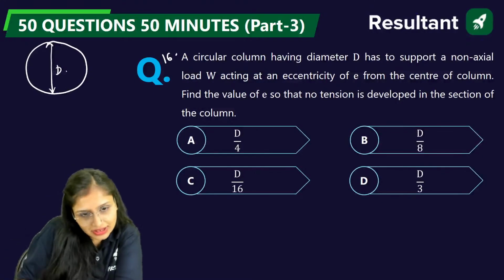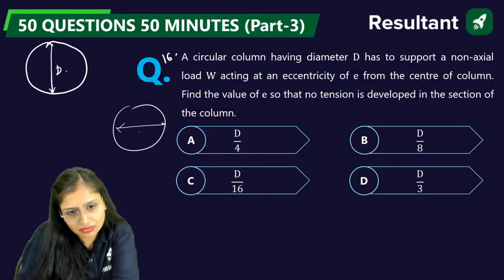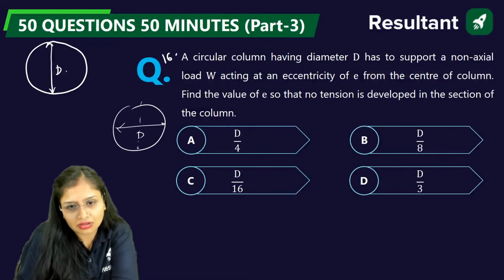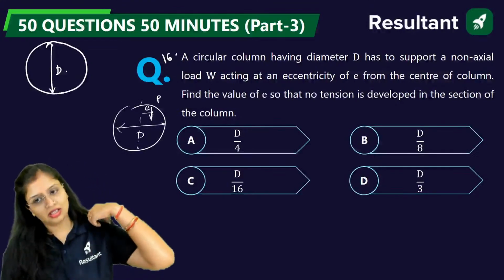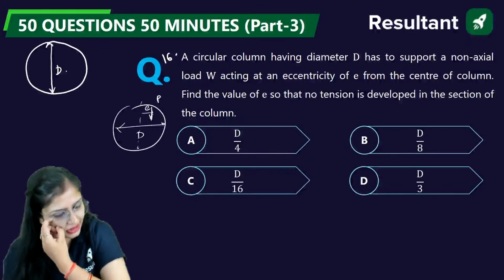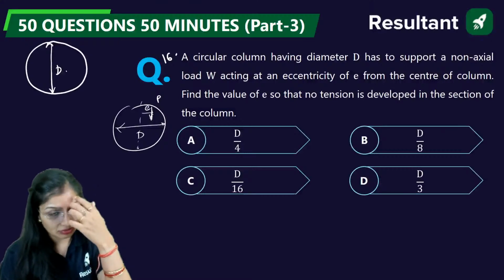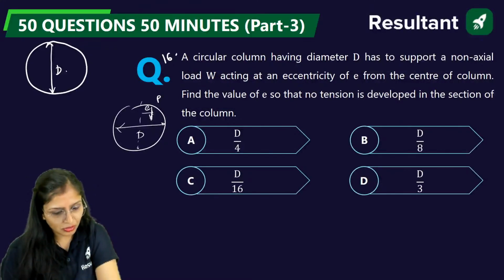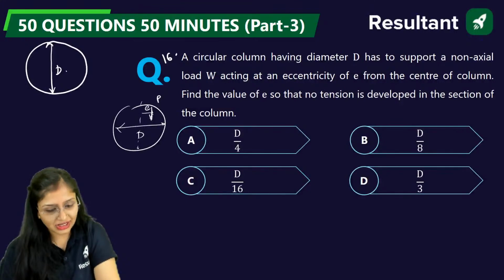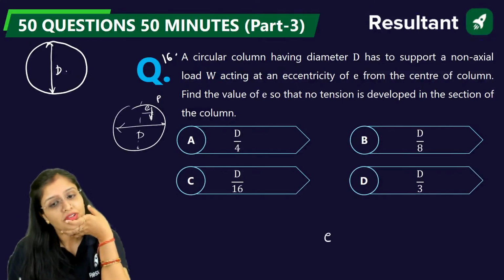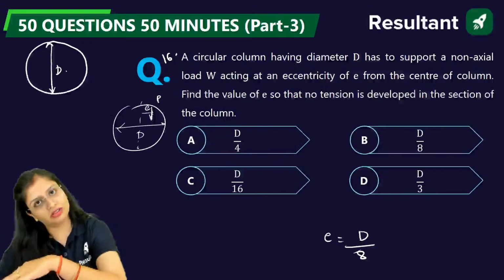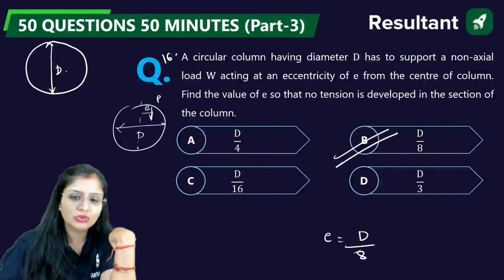Come on guys. No tension is developed. Eccentricity guys. No tension developed. You call it the kern also, if you remember. You should directly remember it: d by 8. d by 8 on this side, and on that side. So the answer is d by 8.